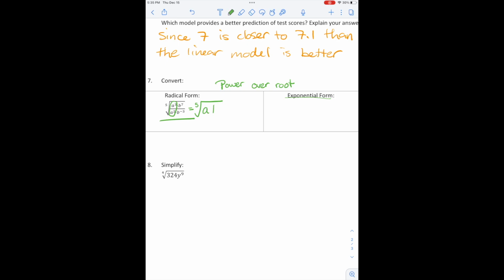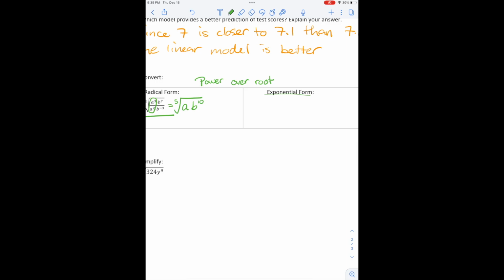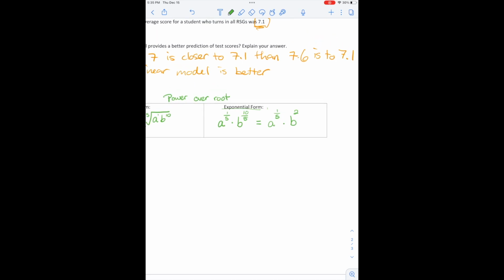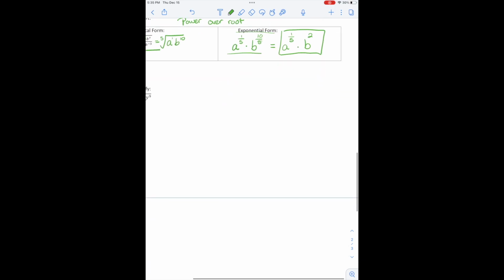I have A times B to the 10. In exponential form, that's an A to the 1. So I can rewrite it as A to the 1 over 5 times B to the 10 over 5. And if you wanted to simplify more, you could, it's not required, not for this question at least, continue by doing 10 divided by 5 to equal 2. Either of these answers are correct.